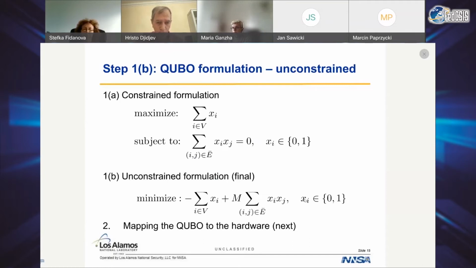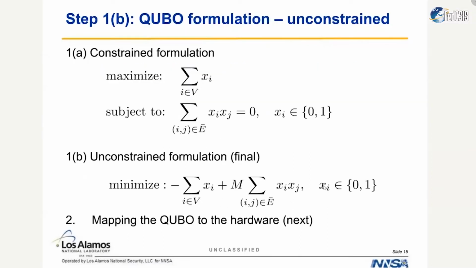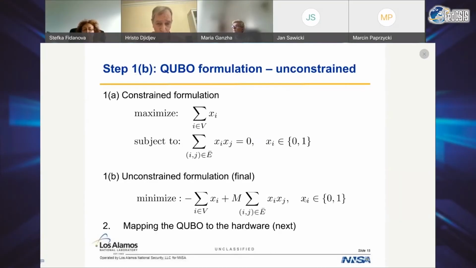Okay, so this is 1a. This is the constraint formulation of the problem. It's an integer problem to maximize the sum of xi, subject to the condition that the sum of xi xj over all edges of the complement of the graph is 0. Okay, so this is a binary problem. So this corresponds to b in the QO. And also it's a quadratic function. So xi is linear, xi xj is quadratic.